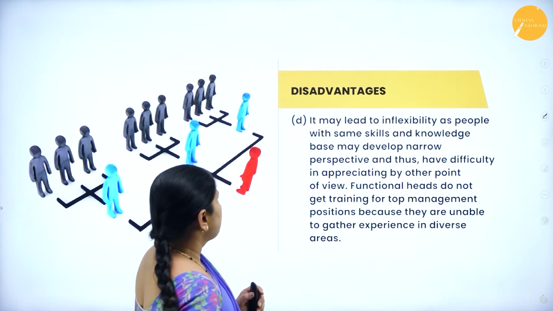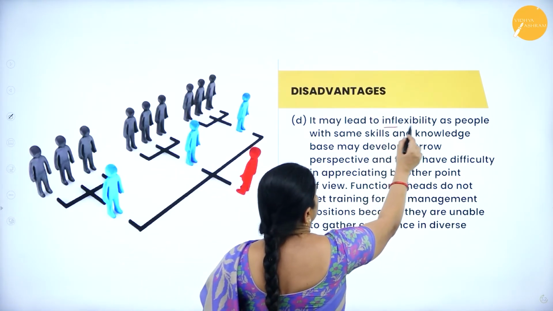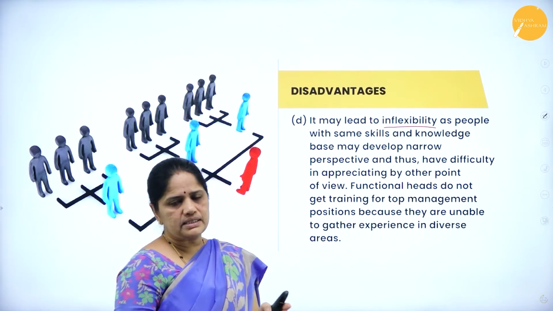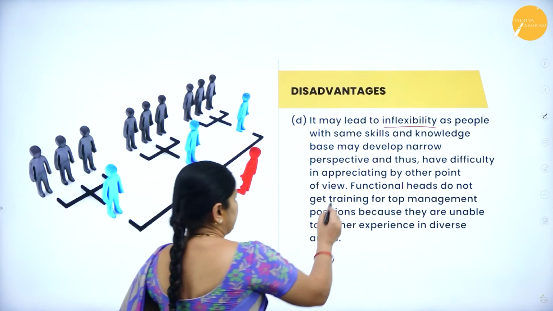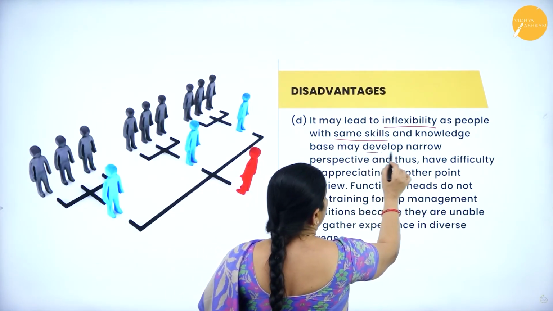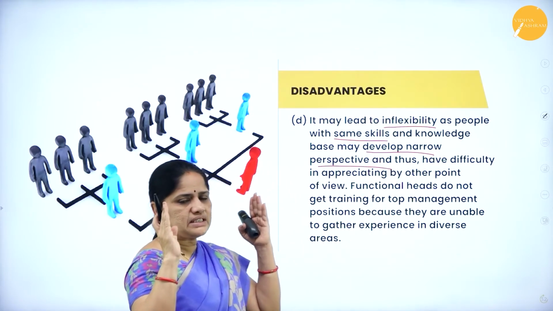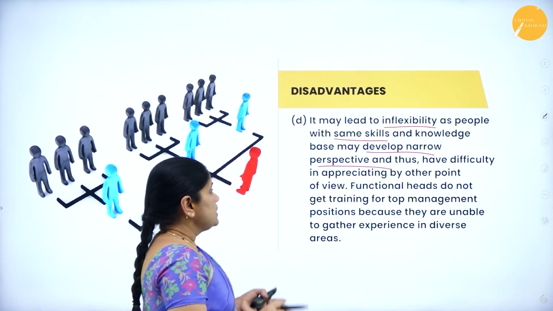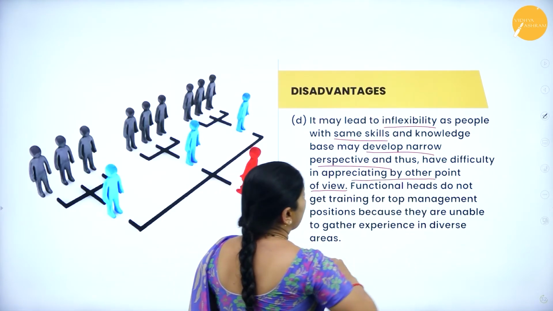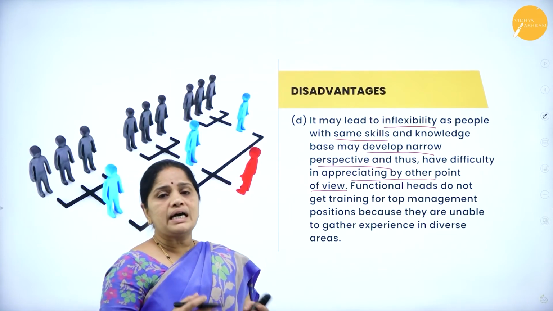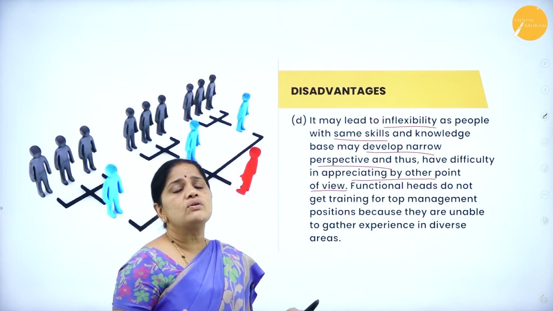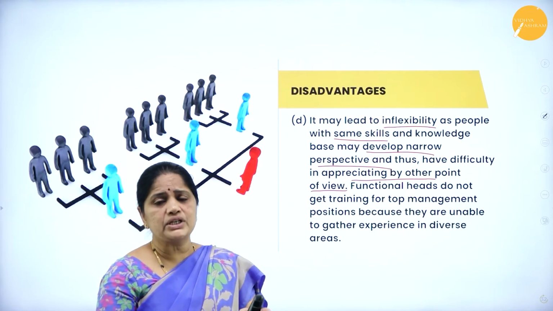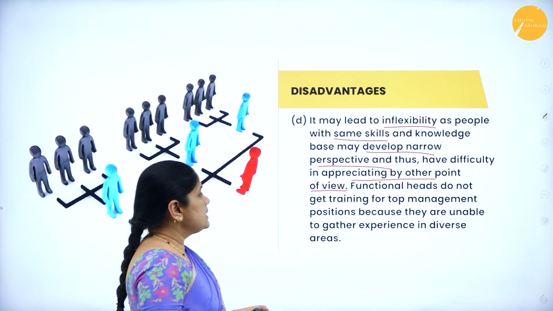Then the fourth disadvantage is that it may lead to inflexibility. Inflexibility means that when people are doing the same job again and again, they don't think of any other things. They become inflexible. So you will be creating people with the same skills and knowledge, and they may develop a narrow perspective. They will be thinking along those lines only. They don't think about the organizational interest as a whole, so they have difficulty in appreciating others' points of view. If anybody gives them suggestions, they don't want to accept them, because they are in a fixed framework, thinking in one particular direction itself.